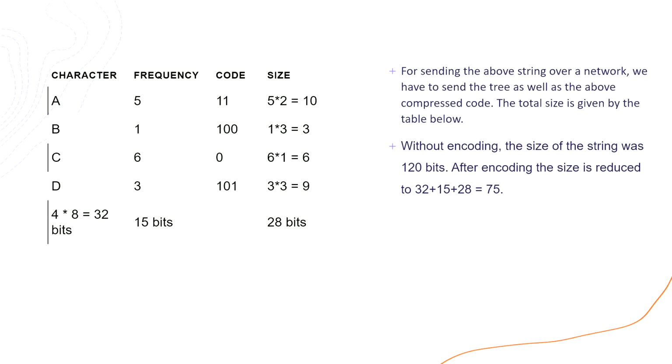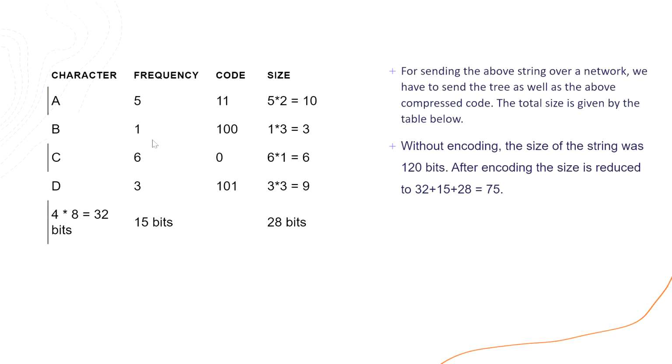Finally, for sending the above string over a network, we have to send the tree as well as the compressed code. The total size is given by this character. See, total size of character is 32, total frequency size 15 bits, total size of code 28 bits.